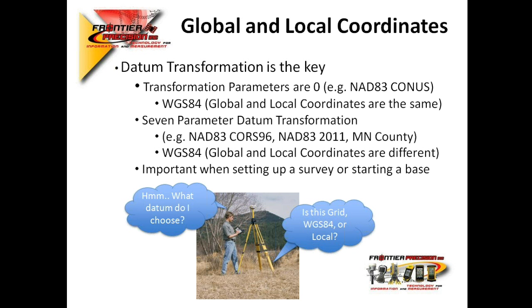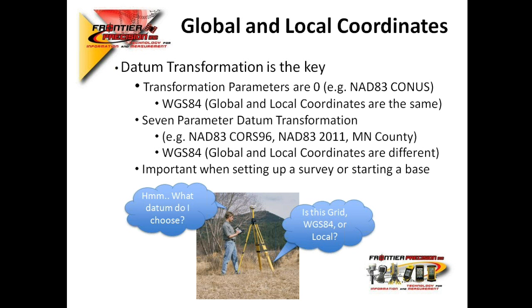However, once you select a different coordinate system transformation, like you do with these examples in the second bullet here, these 7-parameter transformations like NAD83 CORS96 or NAD83 2011, or even the county coordinate systems, since there is a transformation, as you just saw within the slides that we presented, the global and local coordinates are now different. So that brings an interesting point to what's been happening to users in the field.